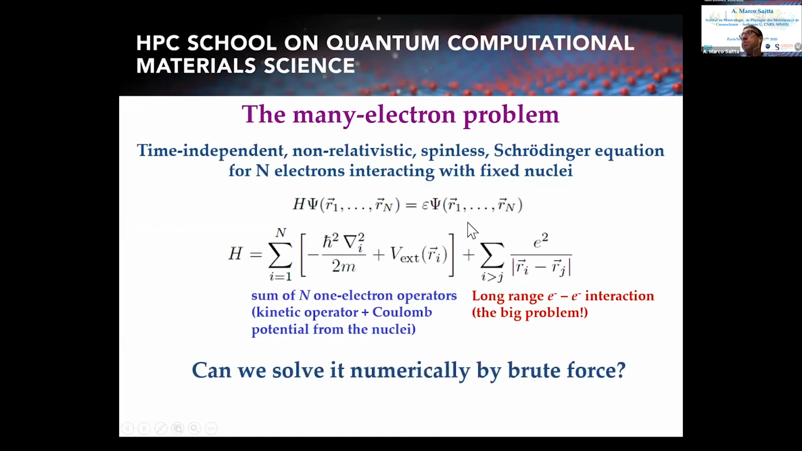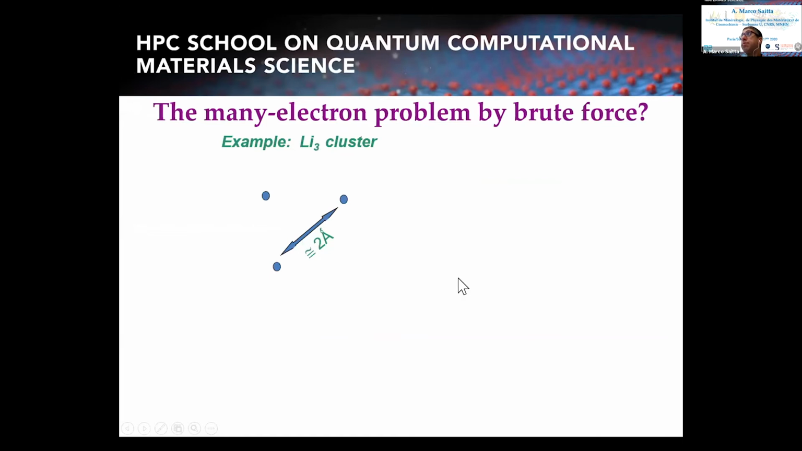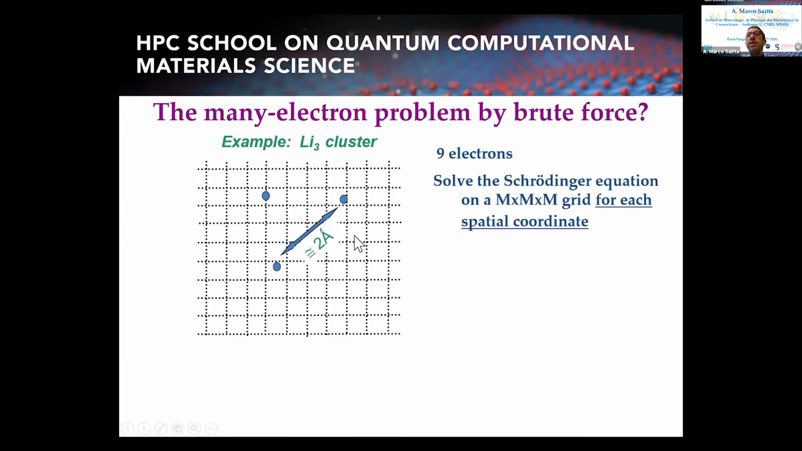And this is a big problem because, of course, you can say, okay, we are in 2020, we have big computers, we can try to solve it numerically by brute force. The problem is, this is easier said than done, because if you take almost the simplest possible example, a lithium-3 cluster, here we have 9 electrons in total, 3 per atom. We still need to solve the Schrödinger equation on a spatial grid. So we need to have an n by n by n grid for each electronic coordinate.